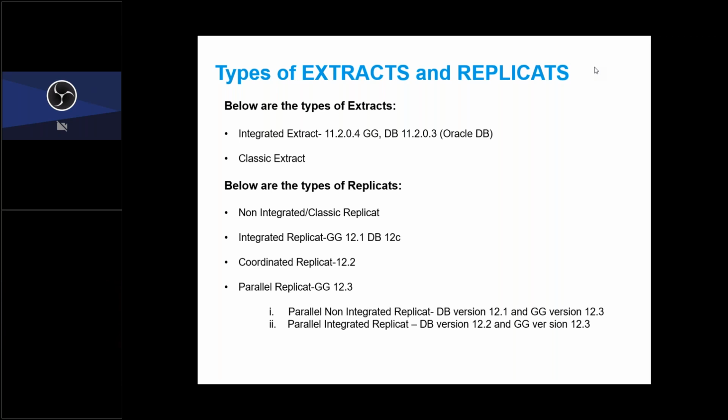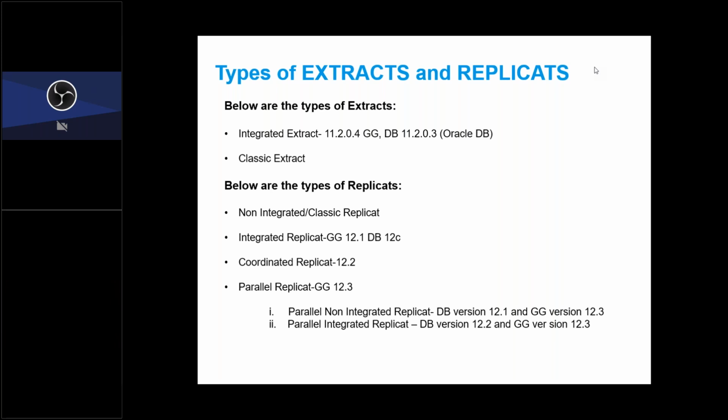For using parallel non-integrated replicate, the database version minimum should be 12.1 and Goldengate version should be 12.3. If your database version is 12.1 and Goldengate version is 12.3, only then can you use parallel non-integrated replicate. If the Goldengate version is less than 12.3, can you use it? No. The reason being the minimum Goldengate version should be 12.3. Or if you have Goldengate version 12.3 and database version 11.2, will it work? No. So the minimum requirement is DB version 12.1 and Goldengate version 12.3.